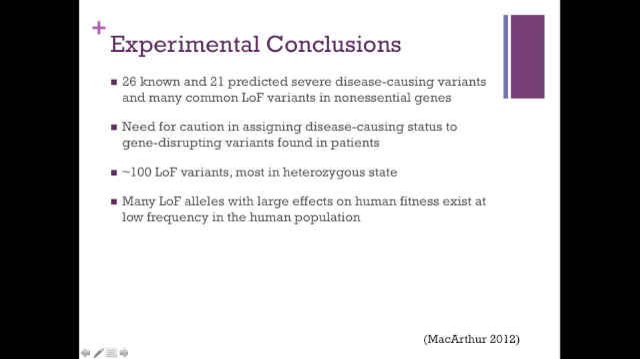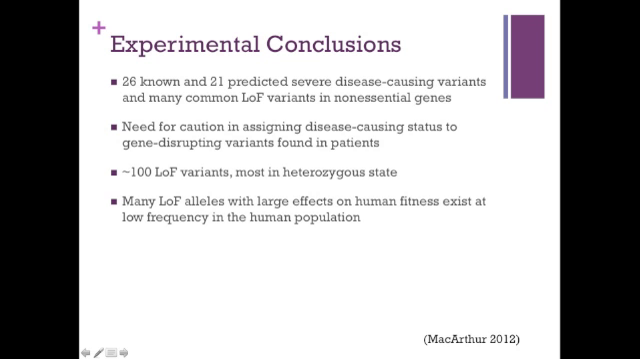This stringent filtering of the 185 human genomes led to the identification of 26 known and 21 predicted severe disease-causing variants. However, this survey of loss-of-function variants also shows us that we need to be careful when assigning which gene-disrupting variants are disease-causing or not.